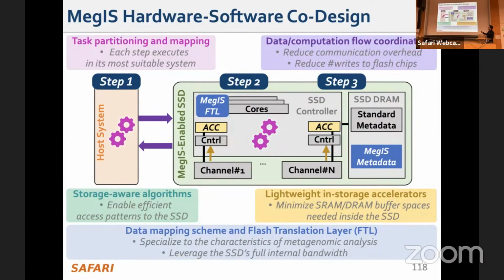And how do you essentially communicate or arrange this communication between the host system and the SSD and so on, so that you overlap all these latencies and so on. And for intersection, we have a small accelerator over here.